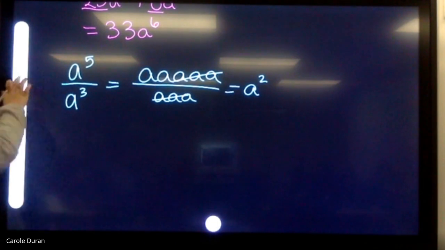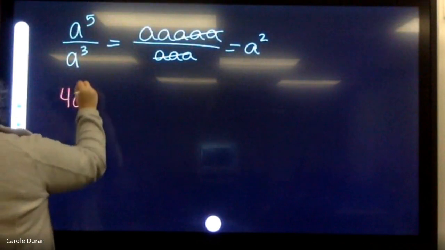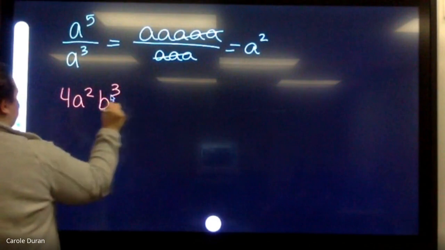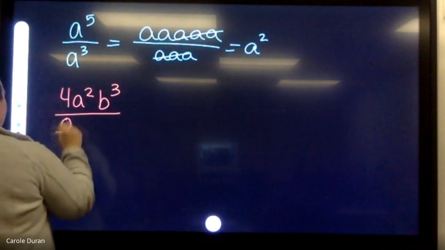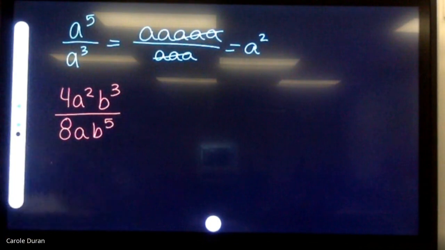So then what happens if I have 4a^2b^3 in my numerator and 8ab^5 in my denominator? We're gonna go ahead and do the expanded form just so we can see what's happening here. Yes, this will be on your homework.